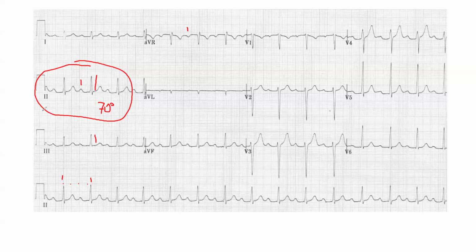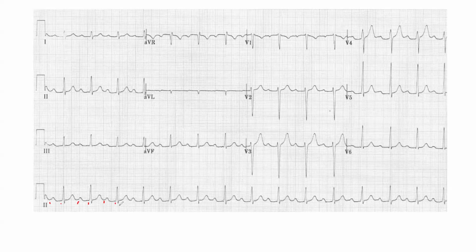For the next ones, we look at the waves and the intervals and the segments. It looks like every P wave is conducted. We need to look at the PR interval, and it looks to be prolonged, so this could be grade 1, first degree AV block. First degree AV block.